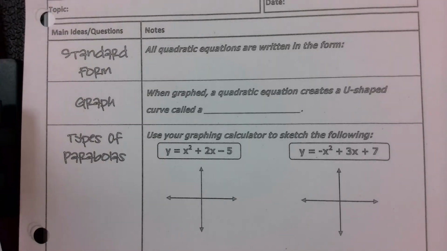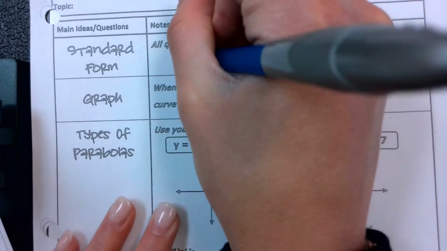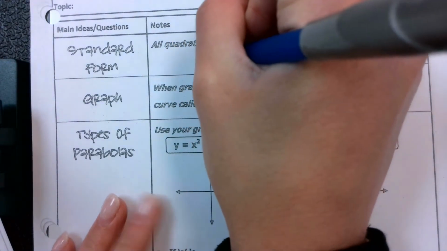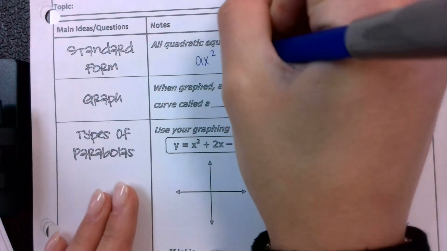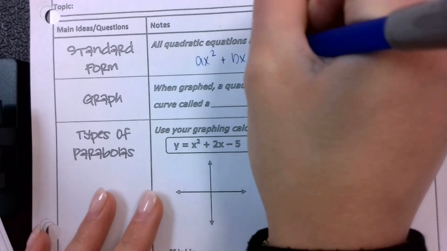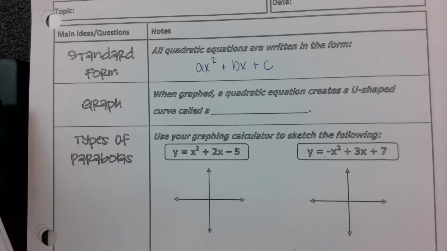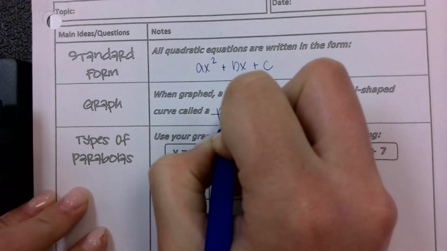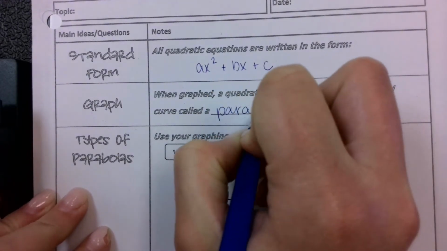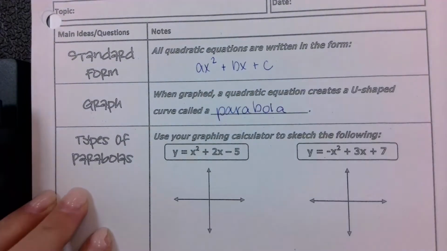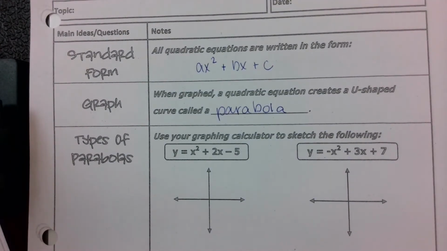Yeah, so your standard form is ax squared plus what? Bx, what else? Plus c, good. So that's your standard form for your quadratic equation, yeah? Your graph, when you graph it, it makes a U-shaped curve. What's the fancy word for that? It's a parabola, spelled like parabola.